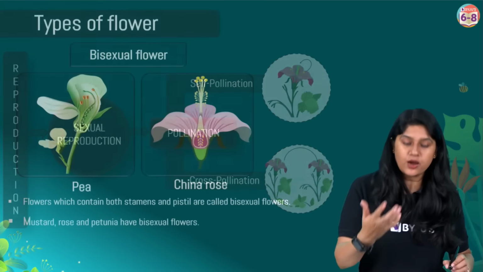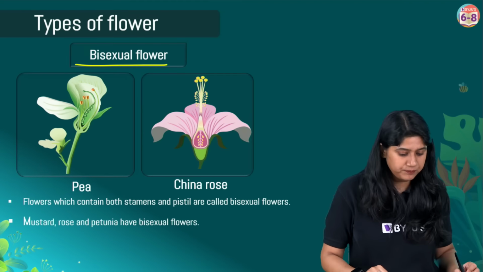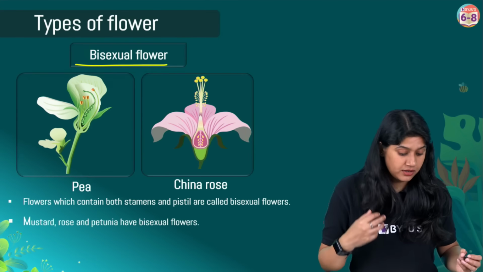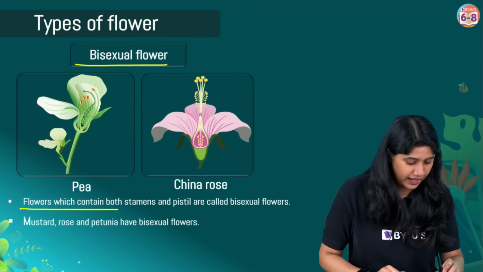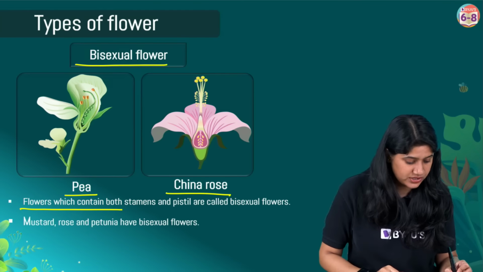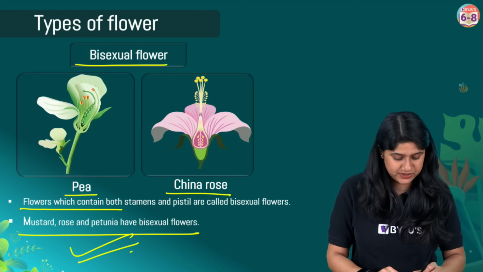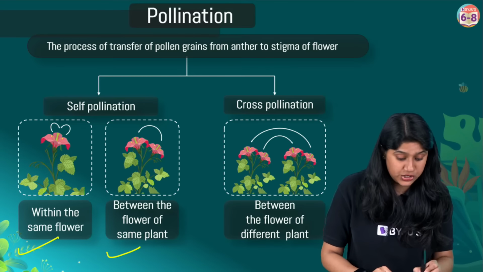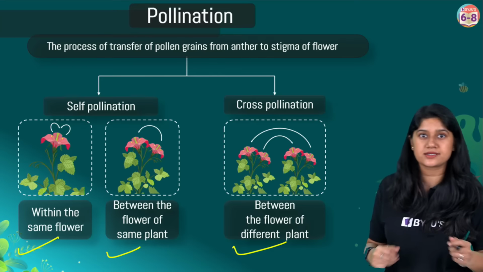Now, as we just discussed, there are different types of flowers, and over here we have a bisexual flower, which has both male and female reproductive organs altogether. Over here we have pea and China rose. This is really very important for all of us to remember. And over here we have a few more examples, and the pollination definition. Please do take a screenshot of this so that you can easily recall it in your examination. I'll just move aside and you can take a screenshot.